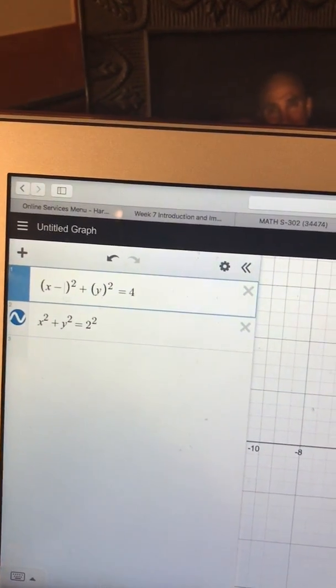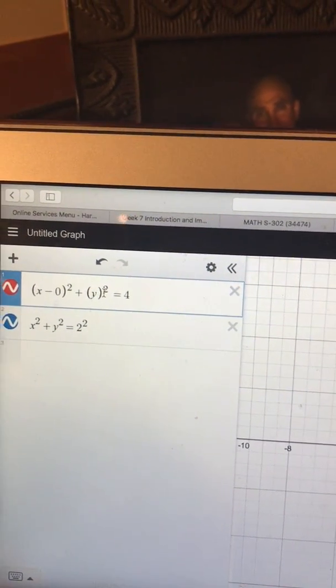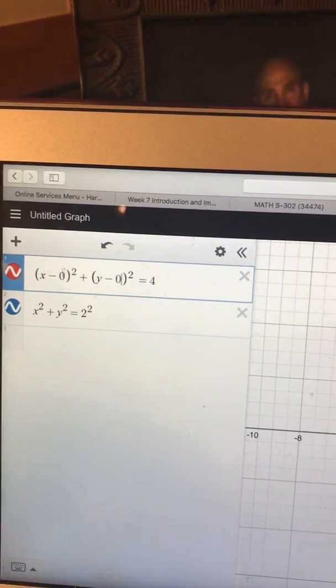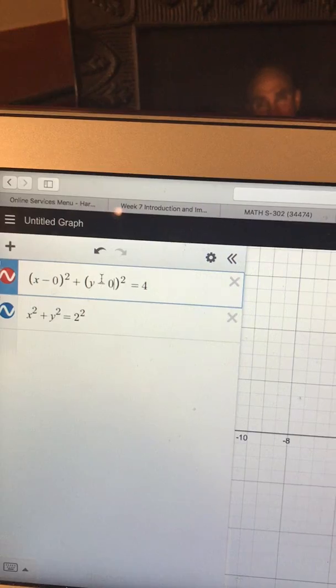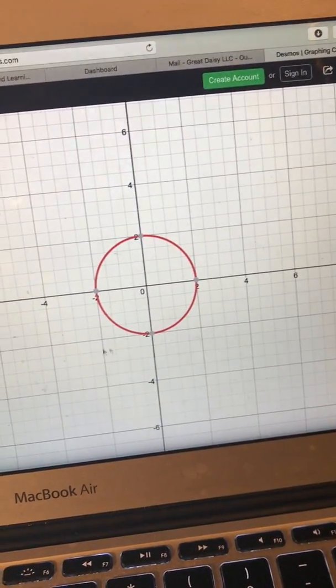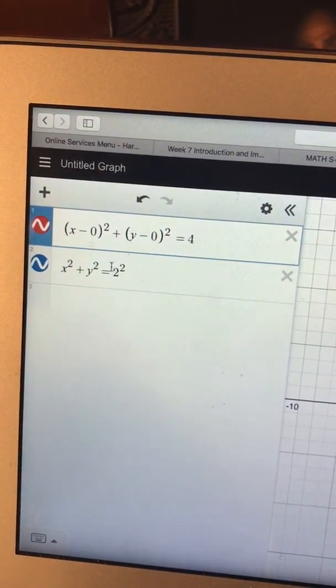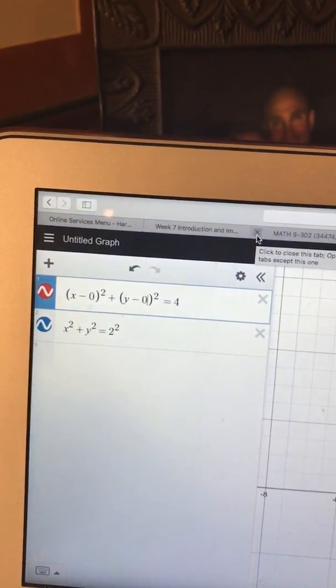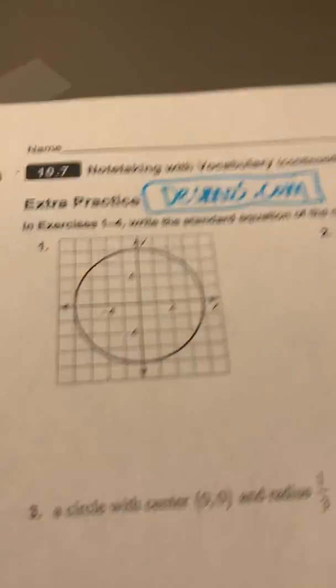We also notice if you add a 0 in here with these, or if you subtract 0 from an x value, I still got the same circle. In fact, now I've graphed the red one on top of the blue one. That's the same circle. So an equation can look a couple of different ways. And that's what I have going on right here.